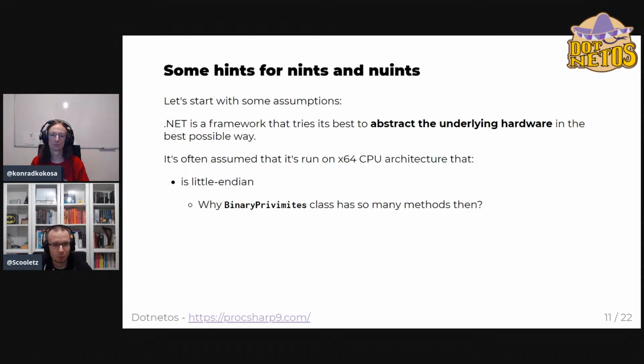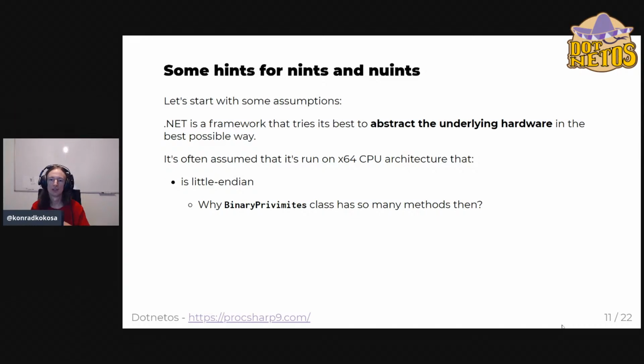So with this in mind, we could ask: if that were the case, why does the binary primitives class have so many methods, providing both methods for writing big and little endian? And those binary primitives, if you can say a few words about what they are for.